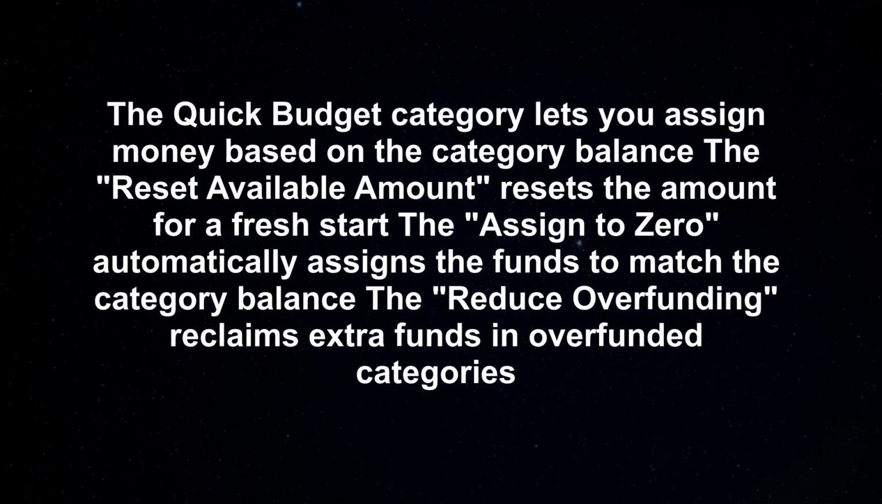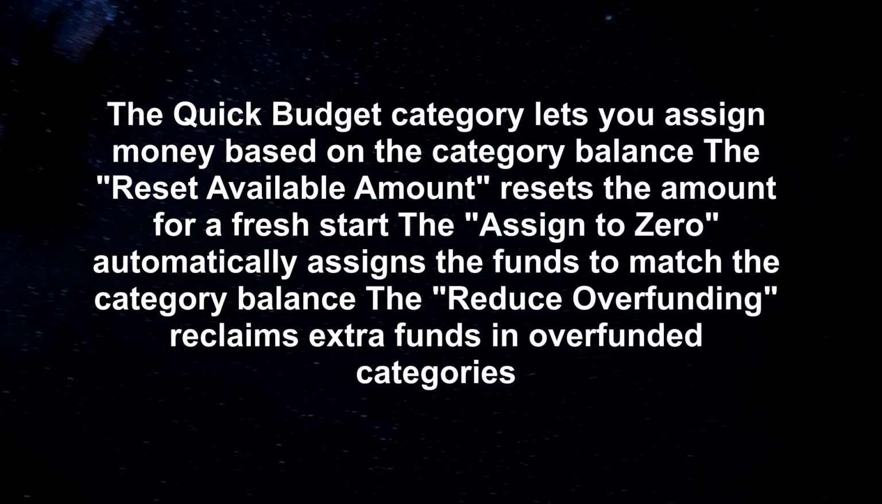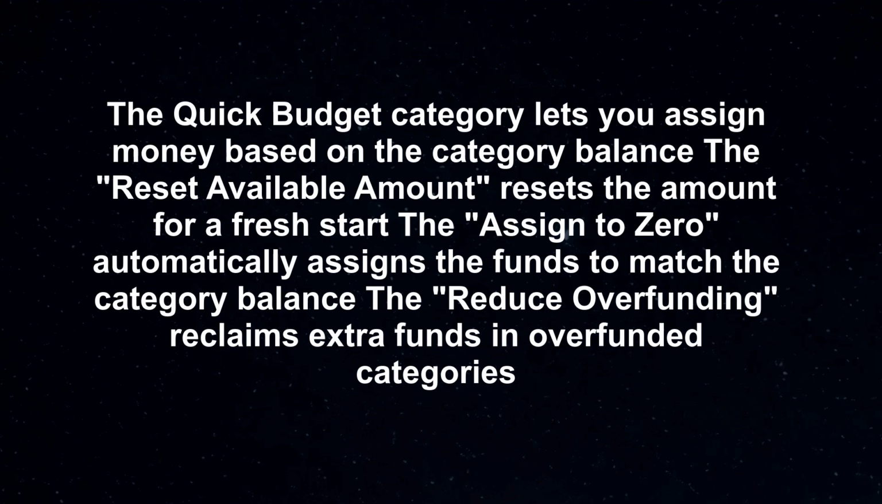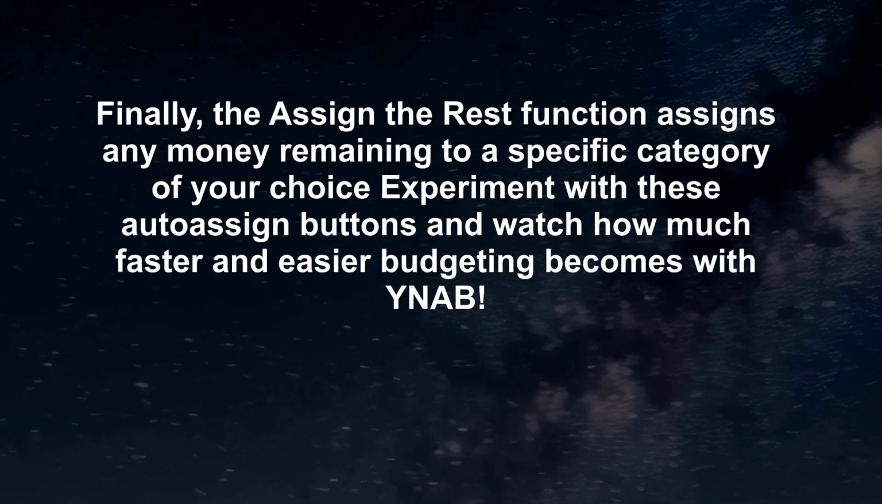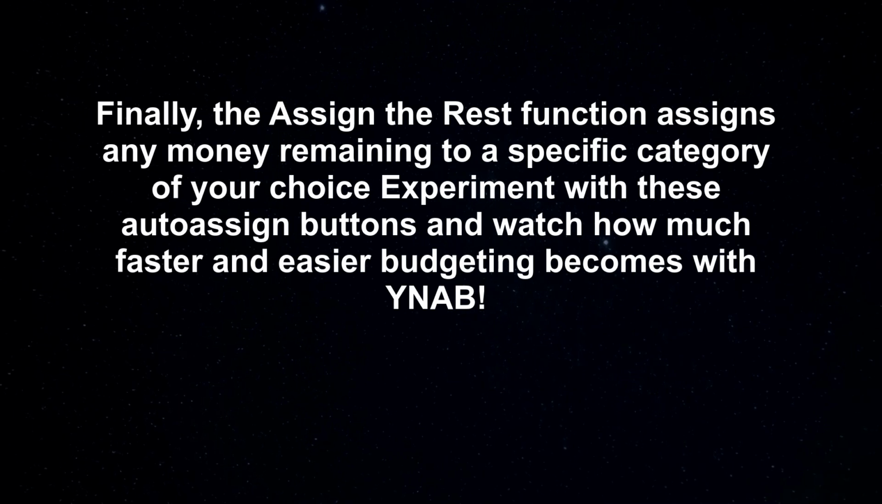The Reset Available amount resets the amount for a fresh start. The Assign to Zero automatically assigns the funds to match the category balance. The Reduce Overfunding reclaims extra funds in overfunded categories. Finally, the Assign the Rest function assigns any money remaining to a specific category of your choice.